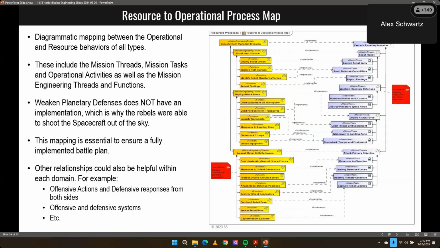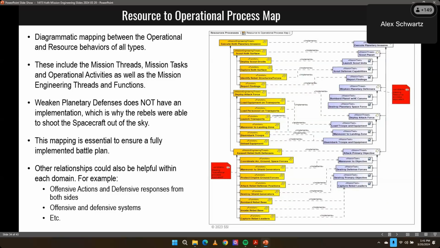And I can look at, say, weaken planetary defenses. Looks like we forgot to do that in the mission engineering thread. And on the left there, I've got maneuver to shield protect the Empire ground forces. Damn, we're not having a good day. And if you looked at the battle, this is exactly what happened.